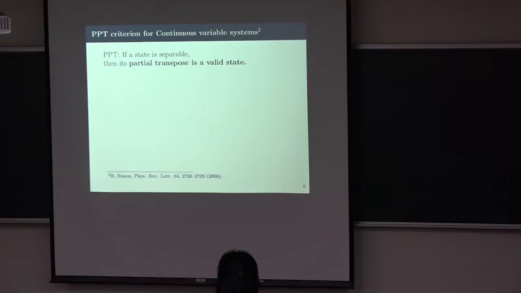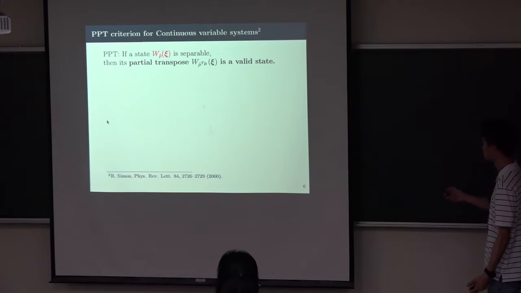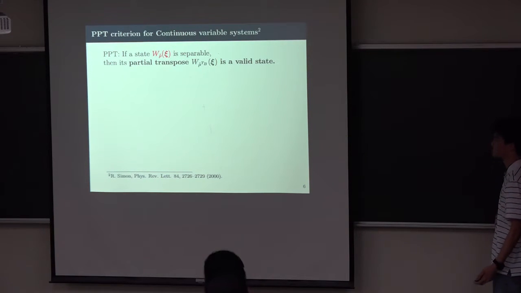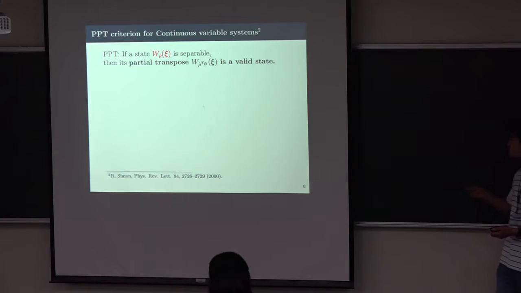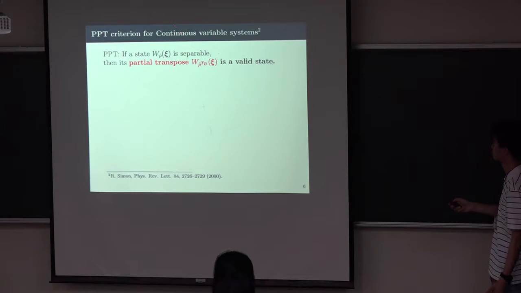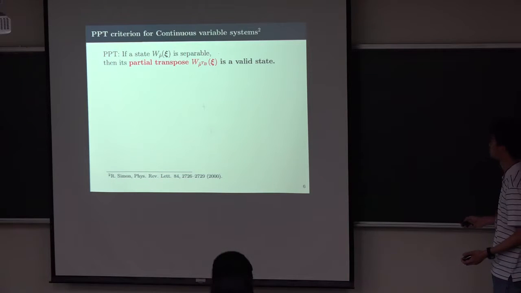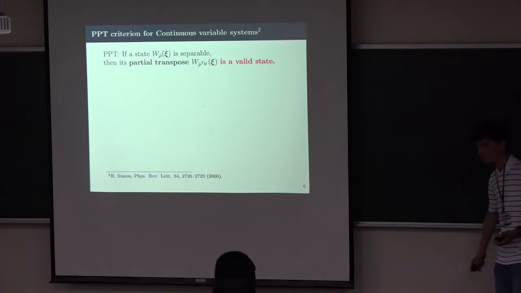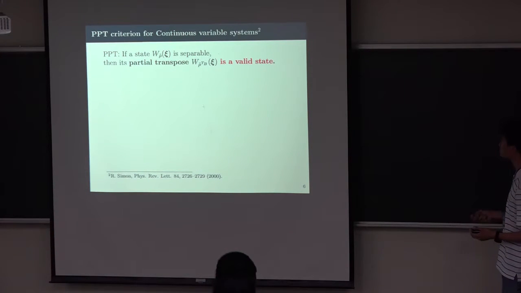Okay, so let's return to the PPT criterion, but now using the phase space formalism. The state is now given as a Wigner function. So here are two problems. The first, given a Wigner function, how to compute its partial transpose as a phase-space function. And the second problem, given a phase-space function, how to decide if it corresponds to the Wigner function of a valid state. The answer to the first problem turns out to be quite simple.